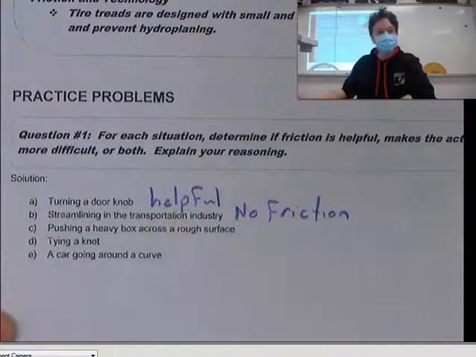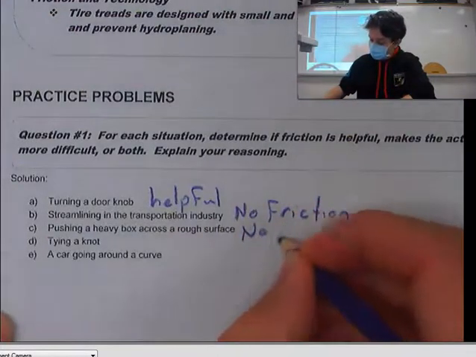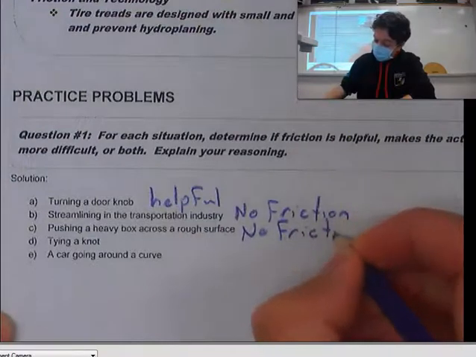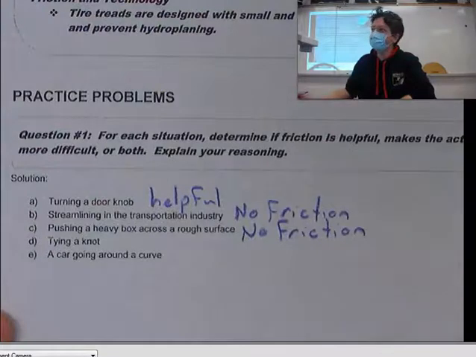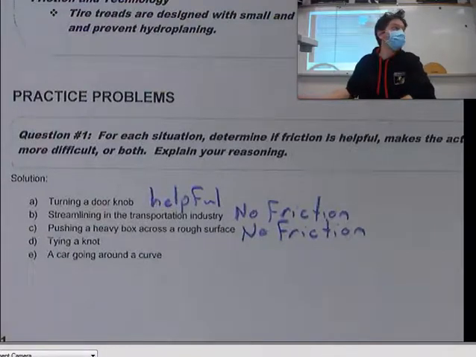Pushing a heavy box across a rough surface. Well, if there's more friction, that's going to be a lot harder to push. So again, preferably no friction. However, even though I say no friction, you wouldn't technically want zero friction. Because if you didn't have any grip between your shoes and the floor, you're not going to be pushing that box very well. You're going to slide on the floor and fall down flat on your face. Right? So you do want a little friction.